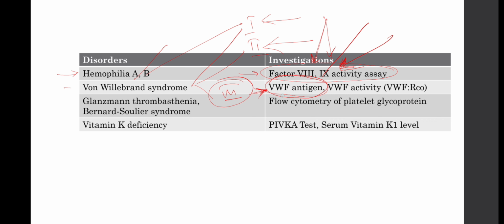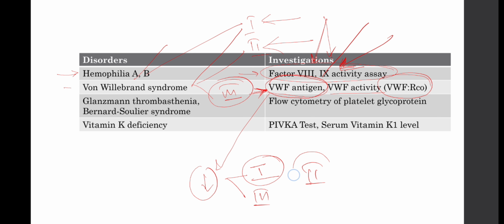If the von Willebrand factor antigen is decreased, and if there is a complete deficiency, then it is von Willebrand disease type 3. If it is mildly decreased, then it is type 1. And for von Willebrand factor activity, that means the ristocetin activity test, if the activity is decreased, then it is type 2.